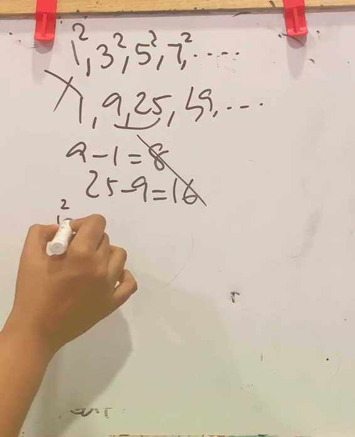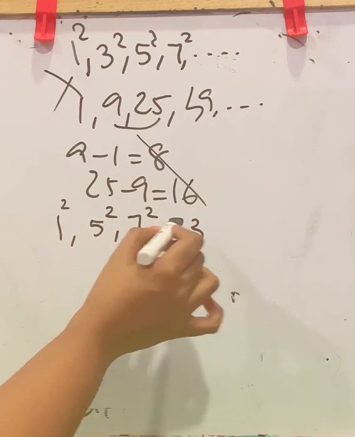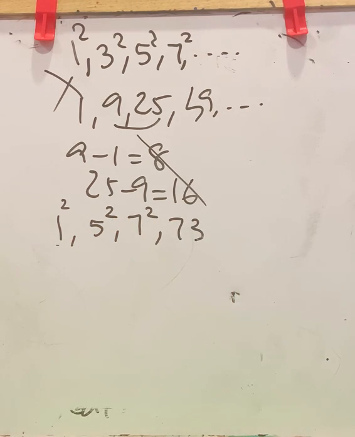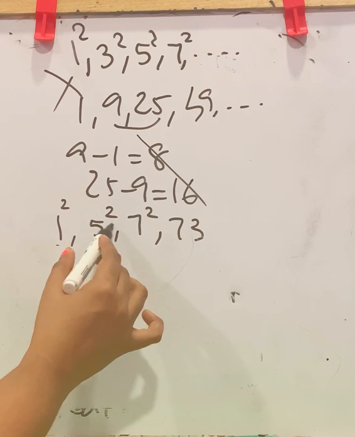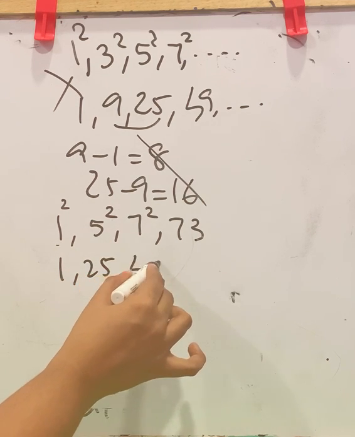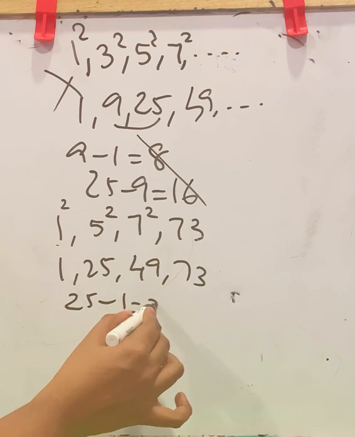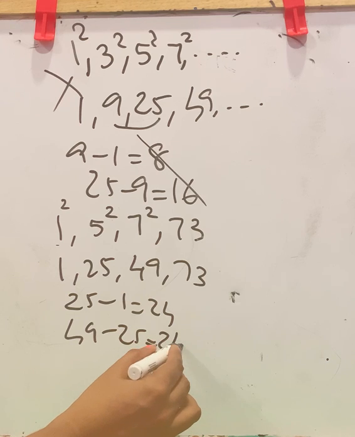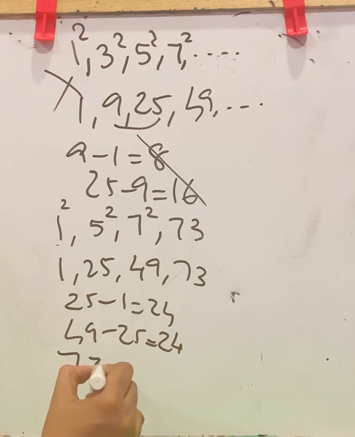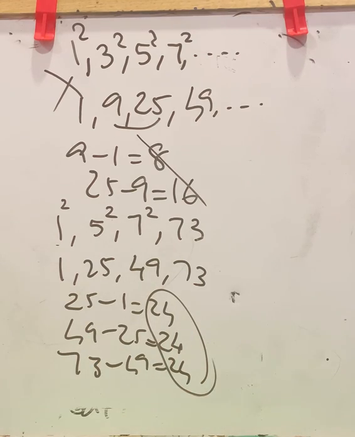Next, 1 square, 5 square, 7 square, 73. Here these three are in the form of square numbers. This is 73. First we will find the square numbers of these. 1 square is 1, 5 square 25, 7 square 49, 73. Now 25 minus 1, 24. 49 minus 25, again 24. 73 minus 49, 24. Yes, difference is 24.